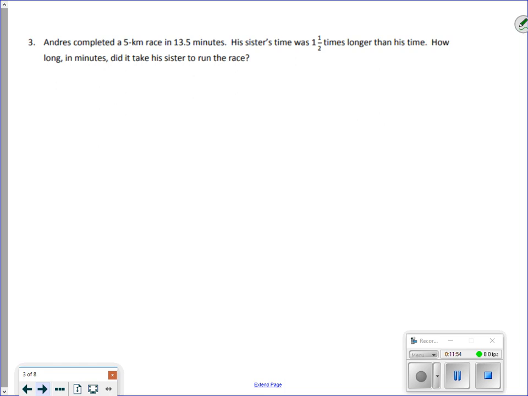So, is this important? No, you don't even need the 5 kilometers. They're not asking you anything about kilometers or meters. You need to know that he completed it in 13.5 minutes, 13 and 5/10. His sister's time was 1.5 times longer. And they want to know, how long did it take his sister to run the race? So I want to see if you can figure that out.